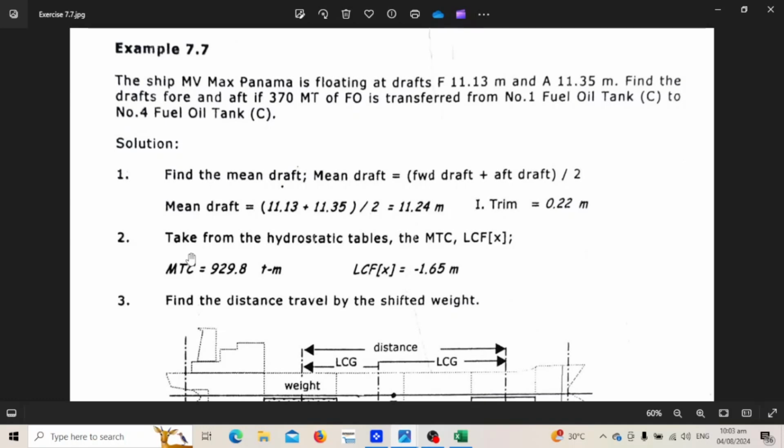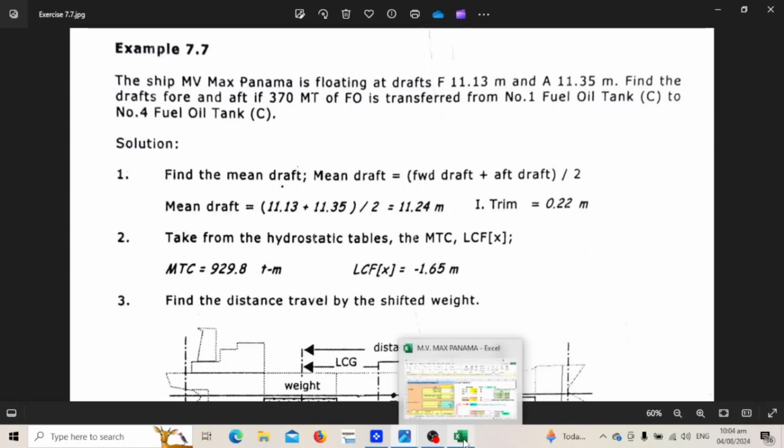Okay, take from the hydrostatic tables the MTC and LCF. This is what I'm telling you. When you take this MTC and LCF, it's always based on the mean draft. Once you have the mean draft, then you can take your MTC and LCF. So what is the mean draft? It is 11.24.